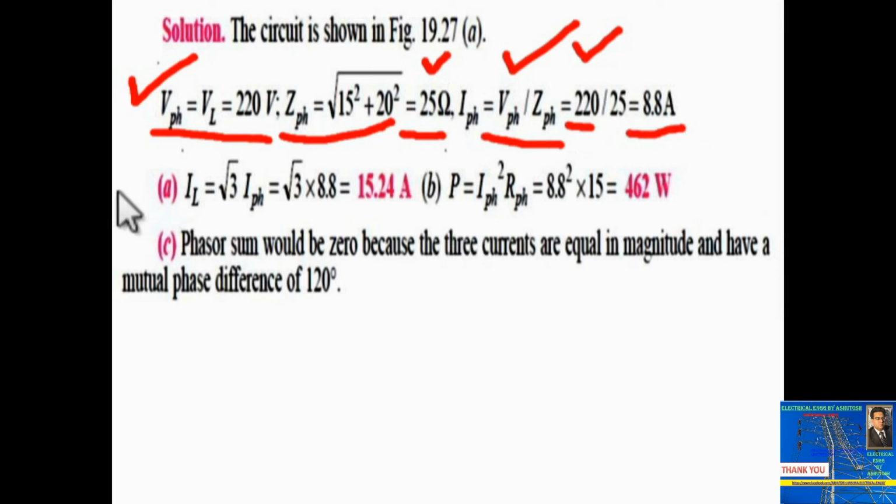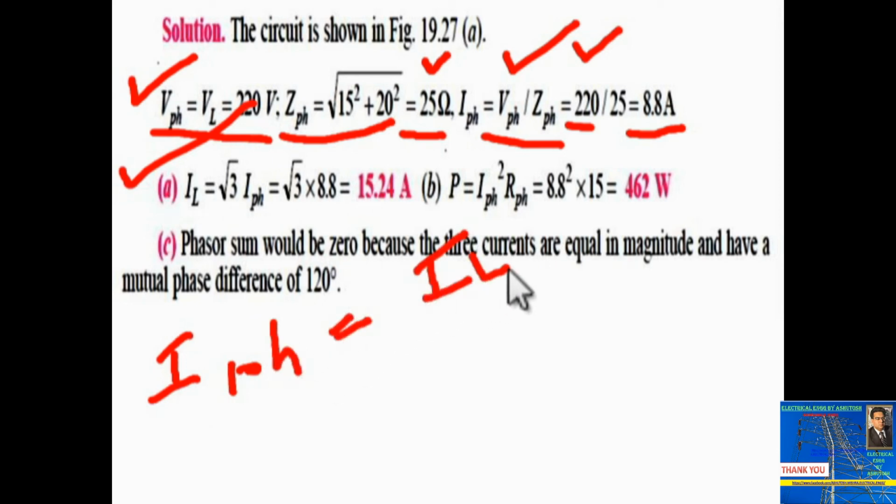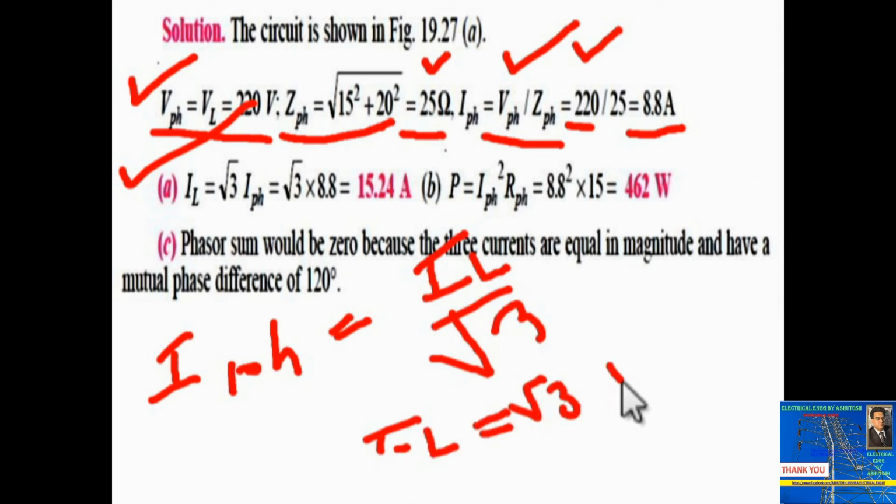And then here there will be a difference in current. In case of delta circuit, write down IPH equal to IL by root 3. This formula is for delta circuit. And then you can find IL equal to root 3 into IPH. We already calculated IPH as 8.8 ampere. So just put here root 3 into 8.8, so it is equal to 15.24.